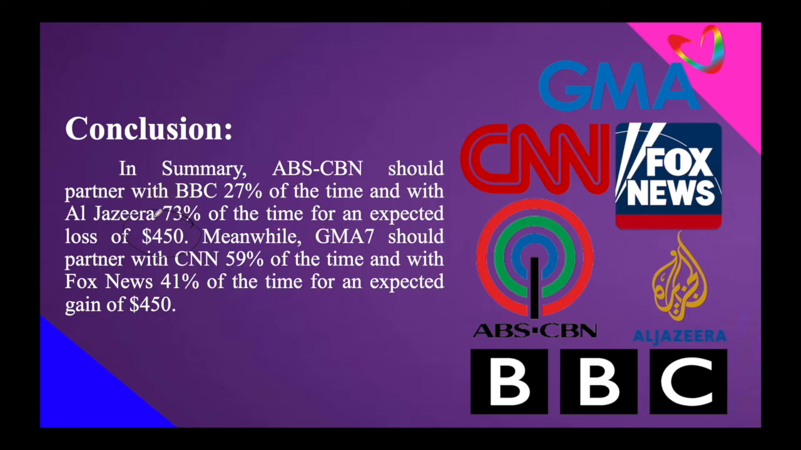Ulitin ko, our perspective here is tayo sa ABS-CBN. So, lost tayo. Meanwhile, GMA7 should partner with CNN 59% of the time, and with Fox News 41% of the time. For expected gain, take note sa term, ginawa niya na is gain. Expected gain of $450. Ibig pong sabihin, with our example, ABS-CBN versus GMA7, ang panalo sa atin is si GMA7. So, if we are on the side of ABS-CBN, better to not engage with this matrix or with this payoff or with this scenario anymore dahil mag-i-incur lang to sa atin ng negative na payoff, no? Actually, maglo-lost lang tayo dito.